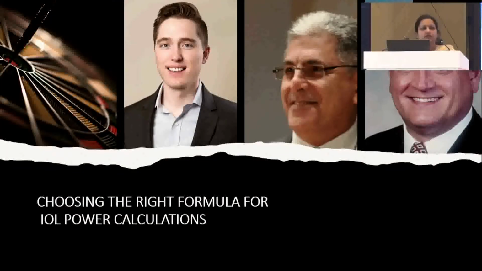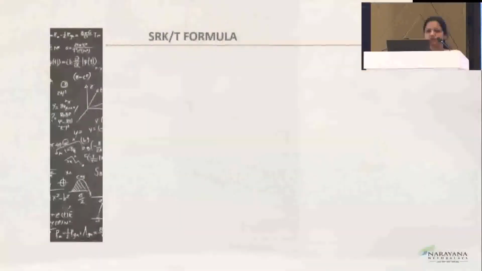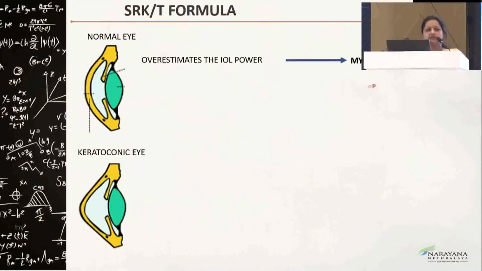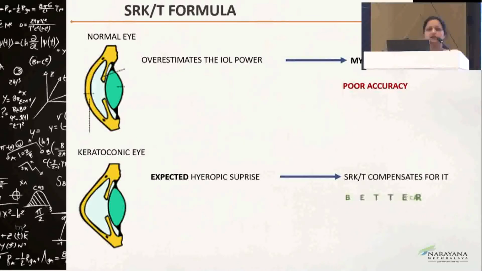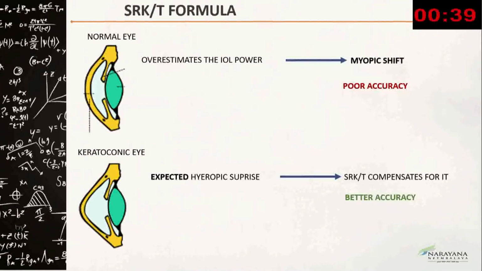Coming to choosing the right IOL formulas, I hope everyone knows who these people are. Coming to the basic two-variable formula, that is the SRK/T formula. SRK/T has been found in many studies to actually give us better results than other older generation formulas because of its inherent design flaw. That is, in normal eyes, it actually gives a myopic shift. As we all know, in keratoconus we have a hyperopic IOL biometry. It just compensates for what Haigis called the cusp phenomenon.